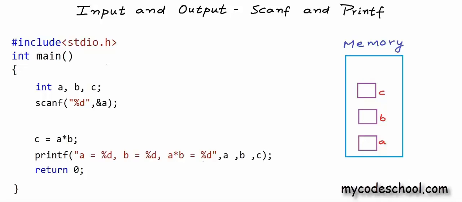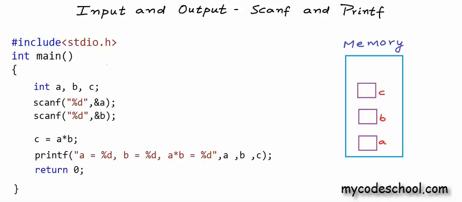First argument, just like printf, is a string constant, and it should not be very difficult to guess that we are passing some format here. And the second argument is variable a preceded by an ampersand sign. I'll talk about why I'm putting an ampersand before a in some time. What I'll do now is write one more scanf statement here, and this time the second argument is ampersand b. Now I want to run this program and show you what will happen.